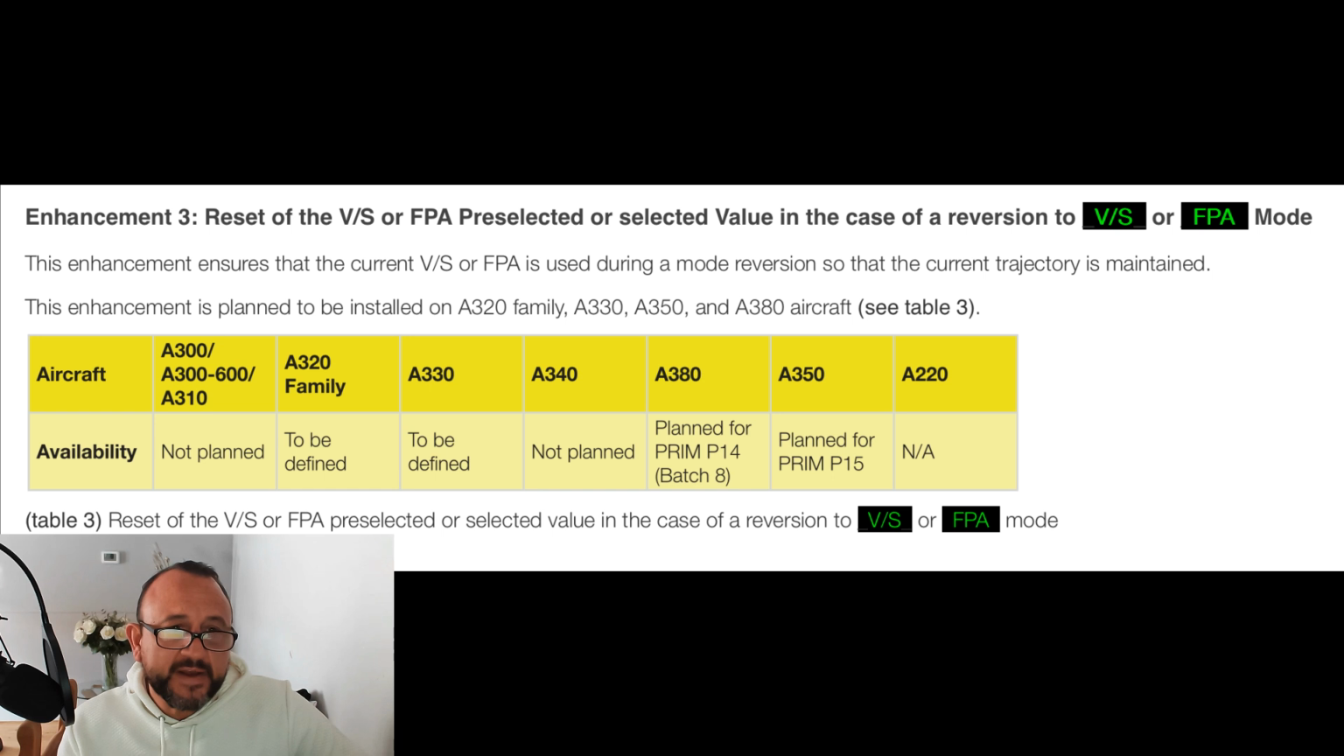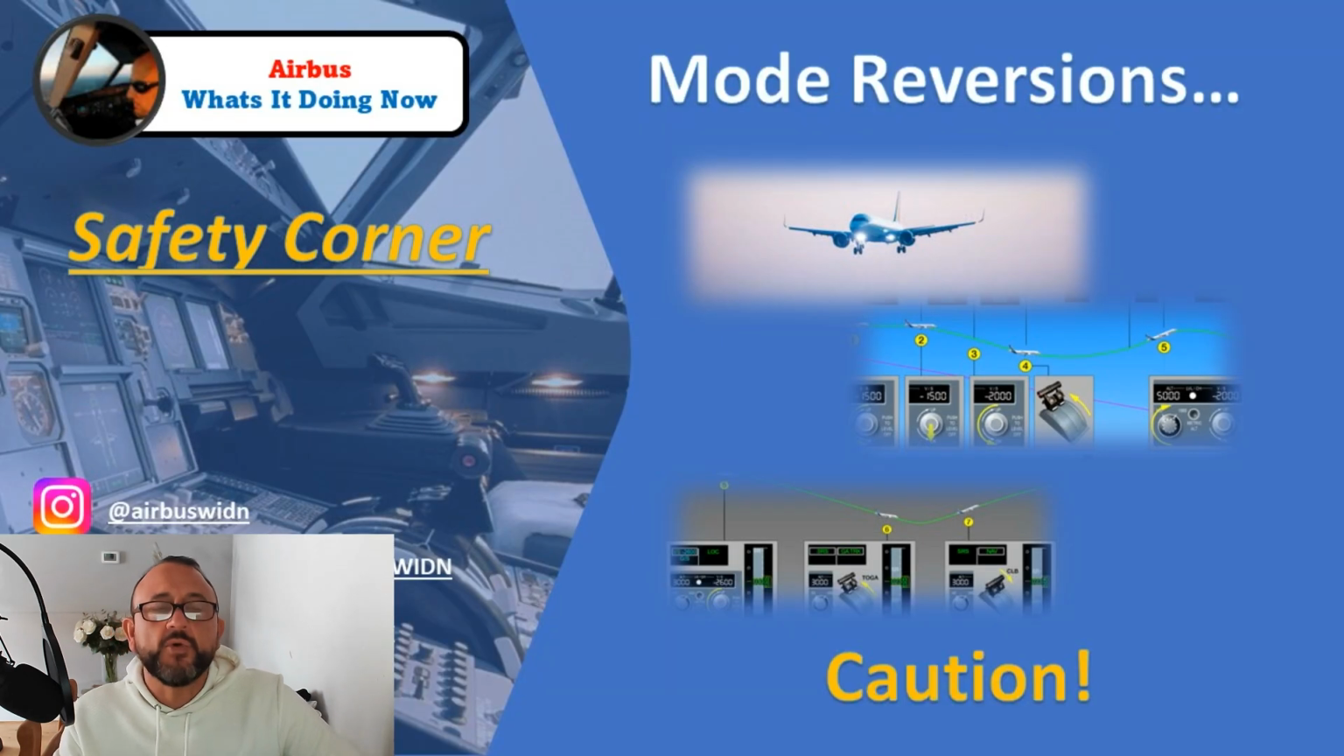So VS or FPA target pre-selection and mode reversion to VS or FPA are two useful functions of the flight guidance system. I think we can all understand how useful it is. However, in certain circumstances, their combination may create inappropriate behaviour of the flight guidance. System enhancements are available or will be made available on most of the concerned aircraft to prevent the inappropriate combination of the two functions. And as I say, there are 3 enhancements in progress there.